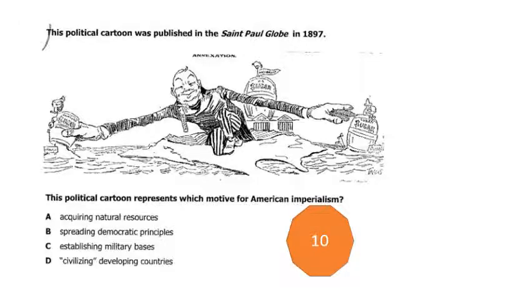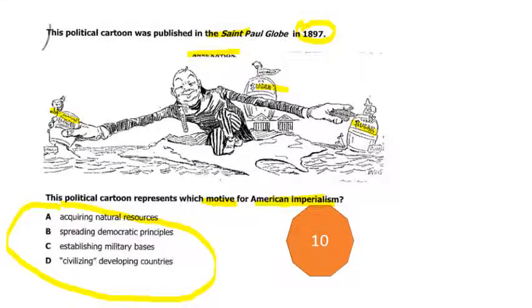Okay, this cartoon was published in the St. Paul Globe, 1897. This political cartoon represents which motive for American imperialism? And we looked at this in class, and I really stress every time you see a political cartoon to read every single word inside of it. And for this cartoon, there's only two: sugar, annexation. So you just have to know which of the following. All of these answers are motives for American imperialism, American expansion overseas. But which one, based on the cartoon, is the correct answer?